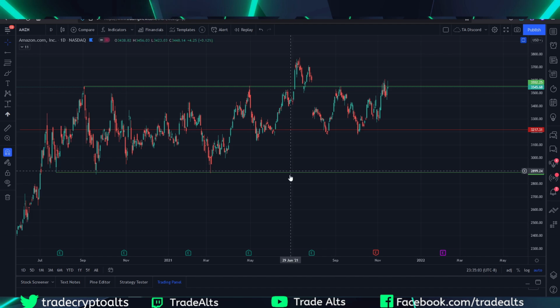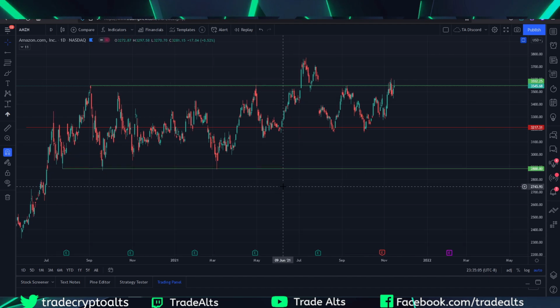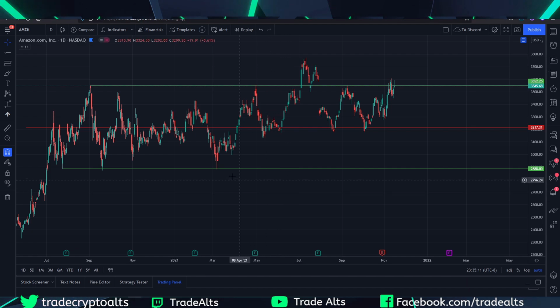So how the hell do you trade this thing, right? When it comes to range trading, you're looking for price to continue to remain within this range for the most part until it proves to you that it's broken the range and that the range is not necessarily needed anymore. Now that's not always true.